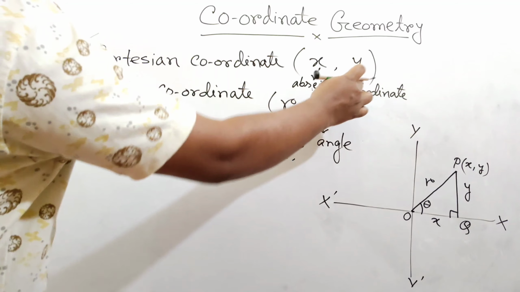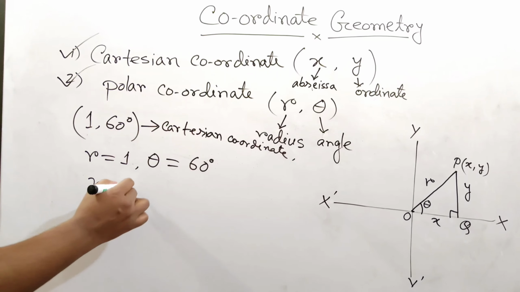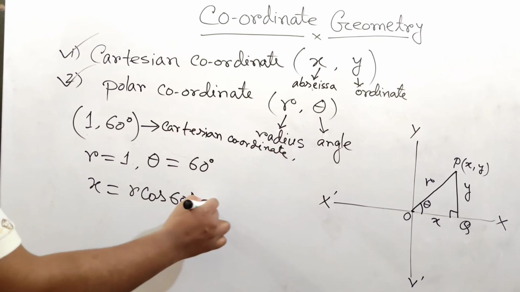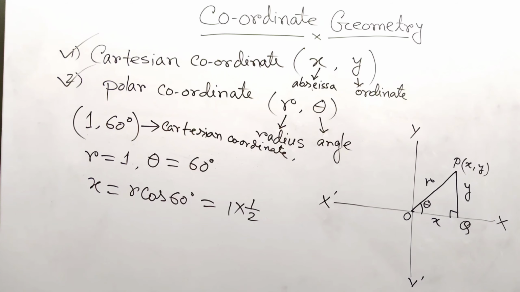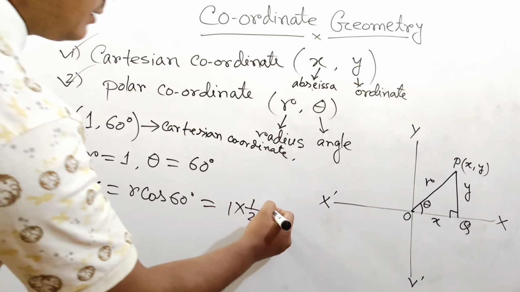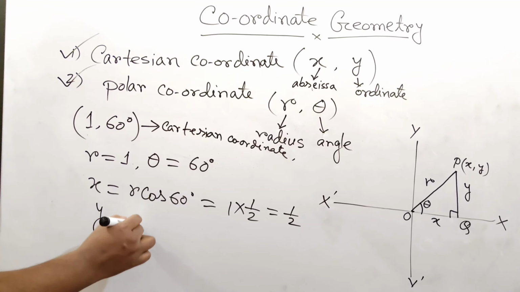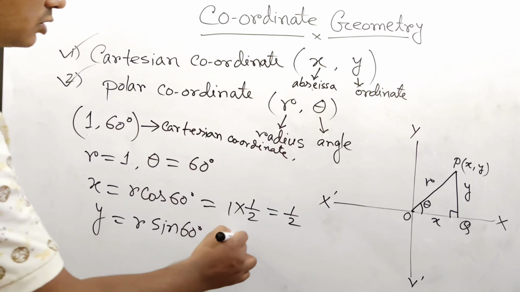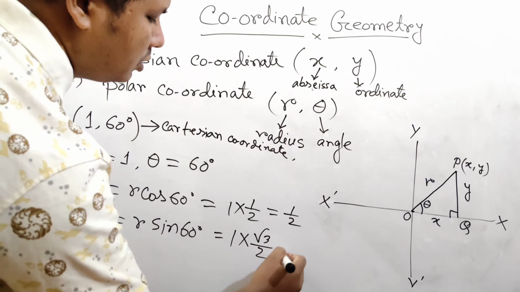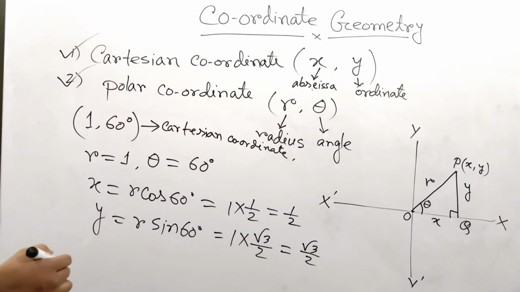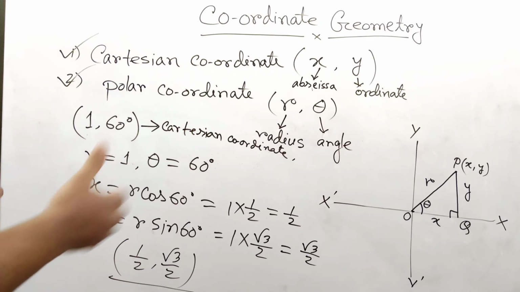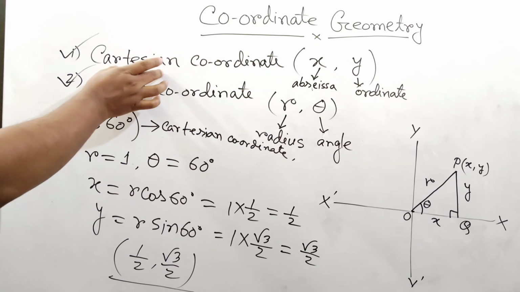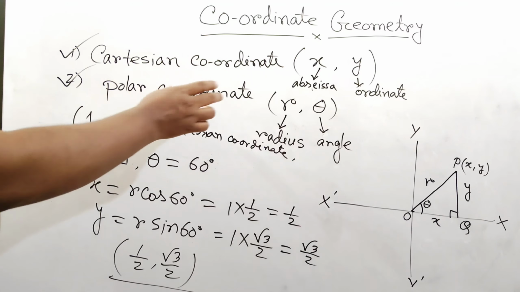Cartesian means we need to find x and y. Here x equals r cos theta, that is r cos 60 degrees, where r equals 1, and we know that the value of cos 60 equals half. You can use your calculator or you can memorize the table. So it should be half. And y equals r sin theta, that is sin 60, multiplied by 1, so sin 60 equals root 3 over 2. So the Cartesian coordinate is (1/2, root 3 over 2). This is the Cartesian coordinate of this polar coordinate. In that way we can easily find the polar coordinate of a given Cartesian coordinate, or the Cartesian coordinate of a polar coordinate.